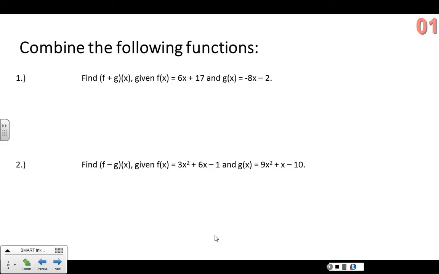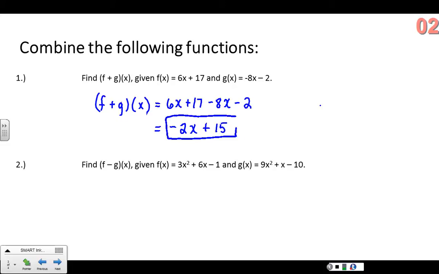So let's look at a couple of examples of combining functions with arithmetic. Find f plus g of x, given f of x equals 6x plus 17, and g of x equals negative 8x minus 2. So the plus means we're just going to add these together. So f plus g of x would equal 6x plus 17 minus 8x minus 2. We're just going to combine like terms when we add. So 6x minus 8x would be minus 2x. And then 17 minus 2 would be plus 15. So just some easy elementary algebra here in combining your like terms.